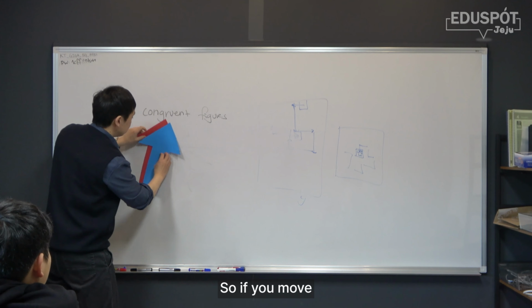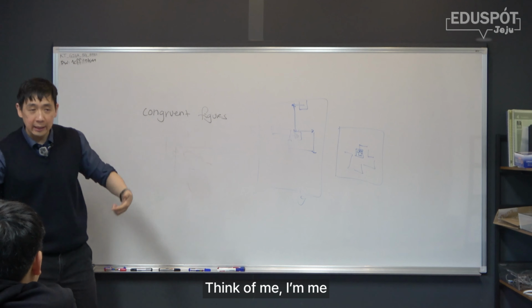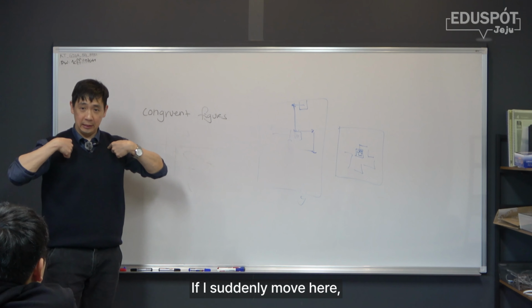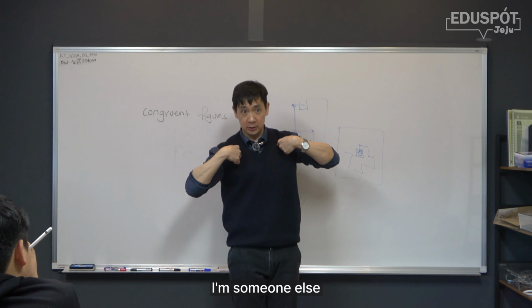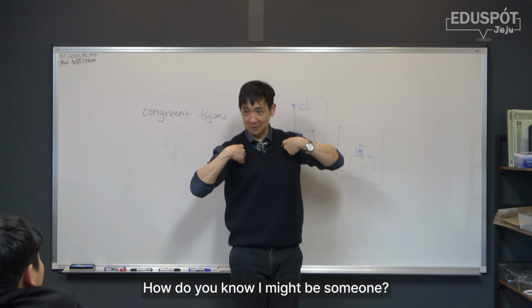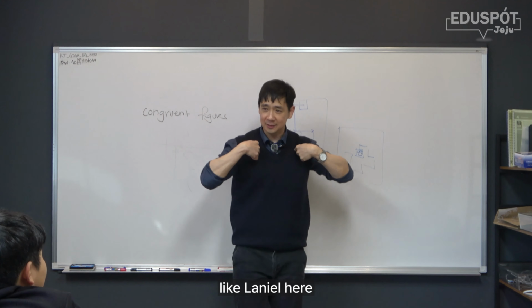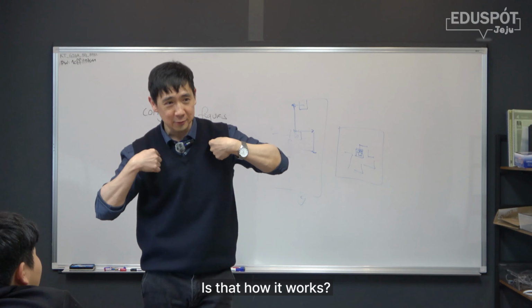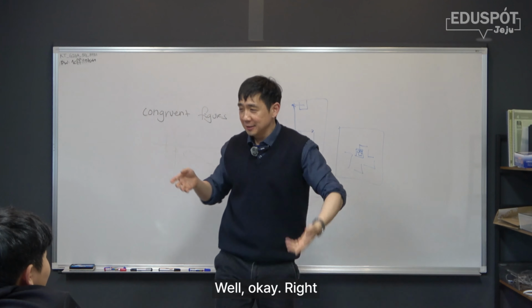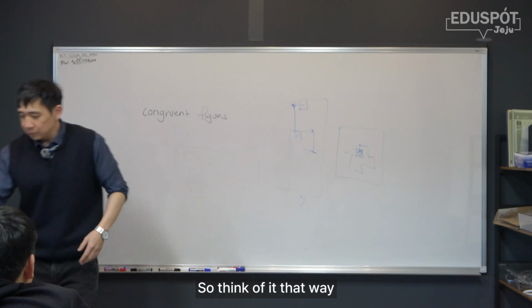So think of me, I'm me, right? If I suddenly move here, I'm someone else. How do you know? I might be Daniel here. I might be like Faniel here, like Laniel here. Is that how it works? Well, okay. Right? So think of it that way.